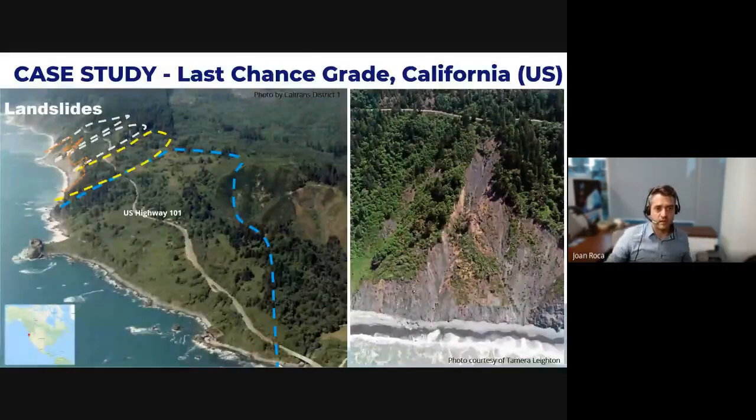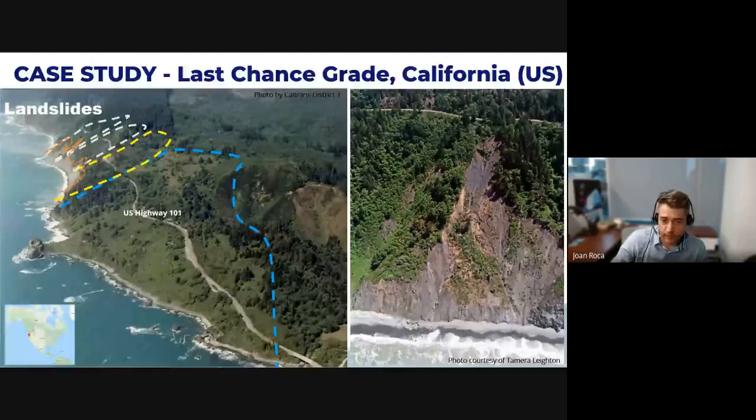Let's move to case studies so you can see how we apply this technology in action, for lack of a better term. The first one, the one on the screen, is the Last Chance Grade project. This is a 3-mile segment of a US highway in California. As you can see, the left photo shows some landslides, and you can see the highway going through that landslide terrain.